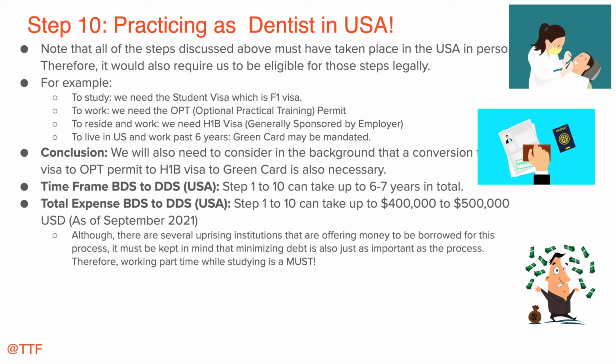But the conclusion of this whole journey is that we will also need to consider the background work in the conversion, from the F1 visa to the OPT permit to the H1B visa and then to the green card. I know it's a lot, right? The time frame from BDS to DDS in the USA, from step 1 to step 10, can take up to 6 to 7 years in total. The total expenses could be up to $400,000 to $500,000, A to Z, in and out, total amount of money.